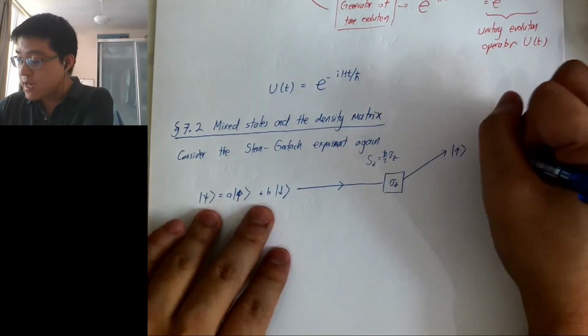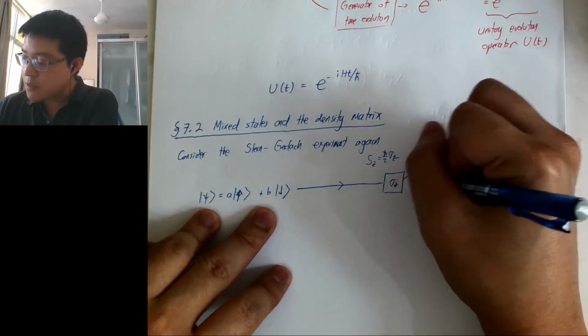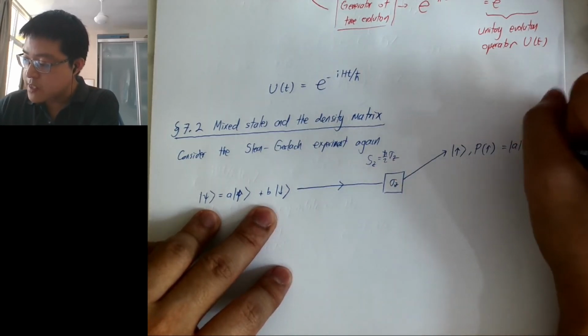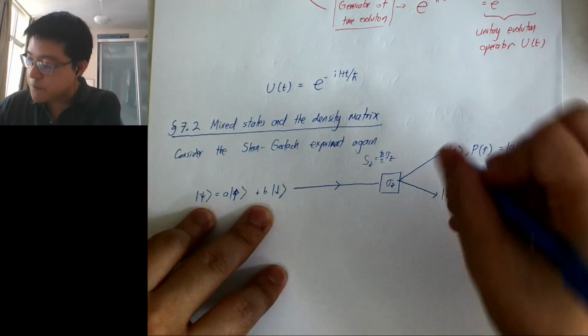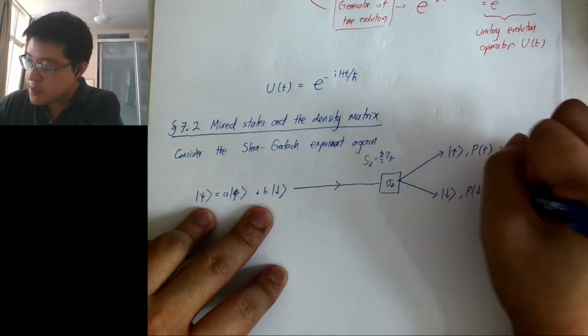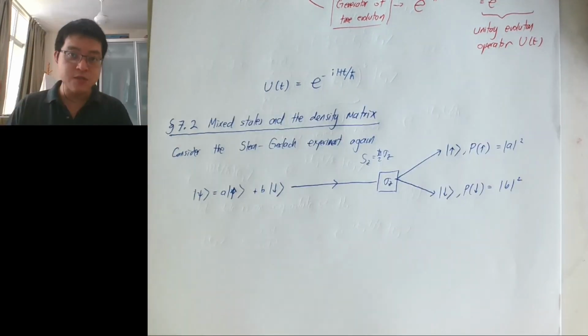And if this is A, then we can even calculate the probability that an atom will go this way to be modulus A squared. And the other outcome will be the beam coming down, and the corresponding probability will be modulus B squared. So obviously this plus this must equal 1. These are probabilities.